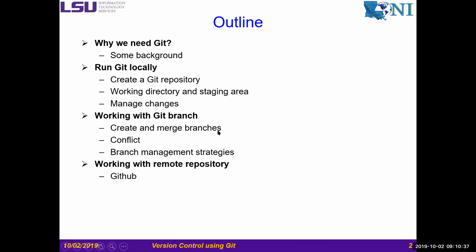The third part is how to work with Git branches. And this is the major advantage of using Git. Some of you, if you have used another version control system like Subversion, will feel that creating a branch is not as easy as using Git. In Git, creating a branch is so easy. And last, we will talk about working with remote repositories.